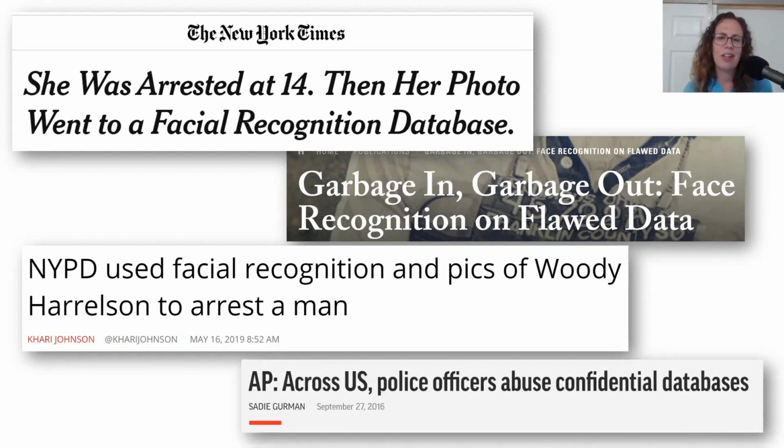And then there's another study of cases in all 50 states of police officers abusing confidential databases to look up ex-romantic partners or to look up activists. So here, this is not necessarily an error in the data, although that can be present as well, but keeping in mind how it can be misused by the users.